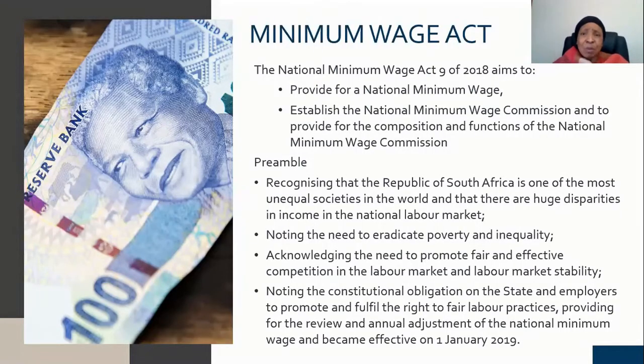I love the preamble of the Minimum Wage Act, and it says, recognizing that the Republic of South Africa is one of the most unequal societies in the world, and that there are huge disparities in income in the national labor market. Secondly, noting that there's a need to eradicate poverty and inequality. Thirdly, acknowledging that there's a need to promote fair and effective competition in the labor market and labor market stability. And finally, noting the constitutional obligation of the state and employers to promote and fulfill the rights to fair labor practice, providing for a review and annual adjustment of the national minimum wage.